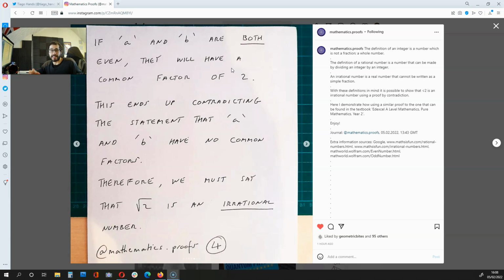Now, this is where we get to the end of the proof, using all the available information. If a and b are both even, they will have a common factor of 2. This ends up contradicting the statement that a and b have no common factors. Remember the start of this video. Therefore, we must say that root 2 is an irrational number.